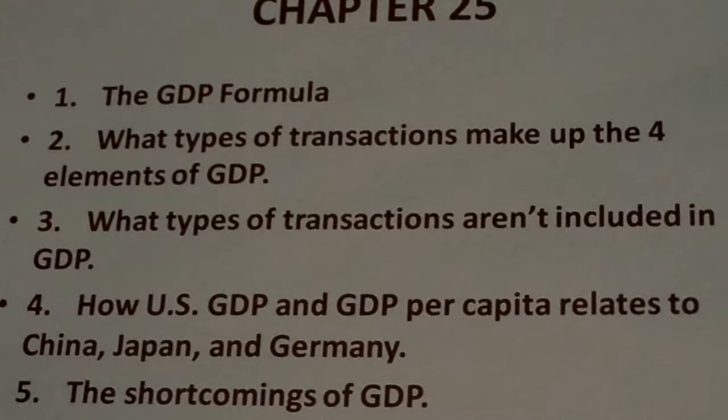Know a little bit about how US GDP relates to, and of course GDP per capita. So US GDP is total GDP. GDP per capita is the portion of GDP attributable to each citizen. And I want you to know how it compares to large countries like China, Japan, and Germany.